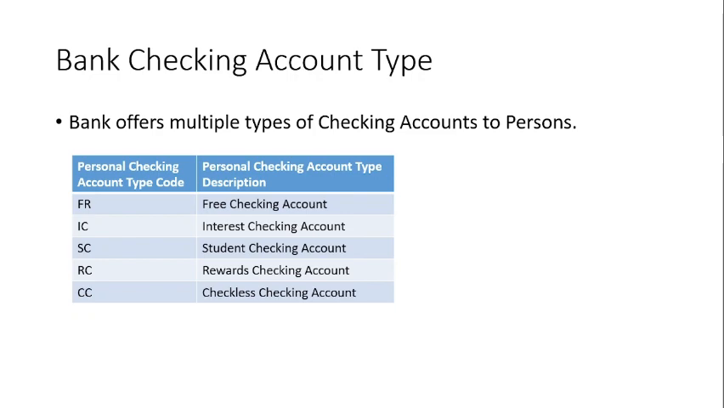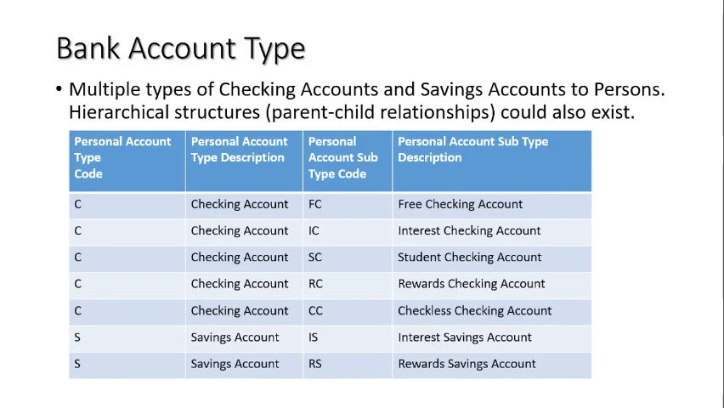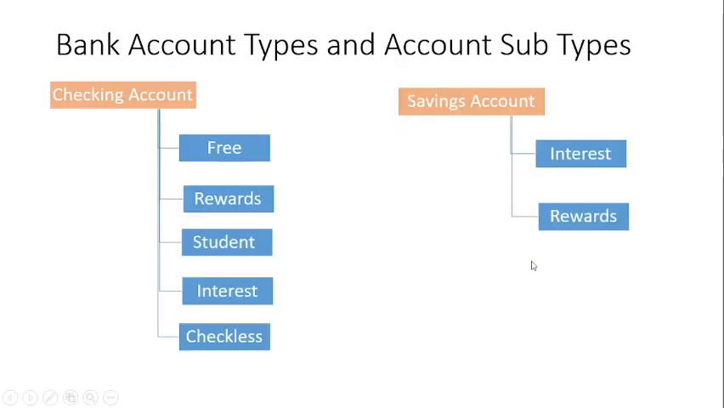CC for checkless checking account. There are no checks, paper checks in this account. All transactions have to be online. Hierarchical structures could also exist. So in this particular example, we see the checking account can have 5 different types of account subtypes. Similarly, savings account can have 2 different types of account subtypes. And this picture illustrates the parent-child relationship between account types and account subtypes.